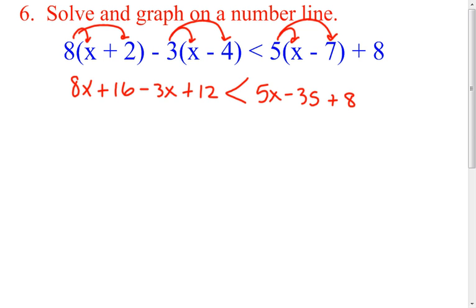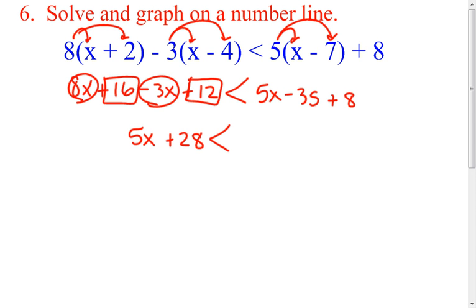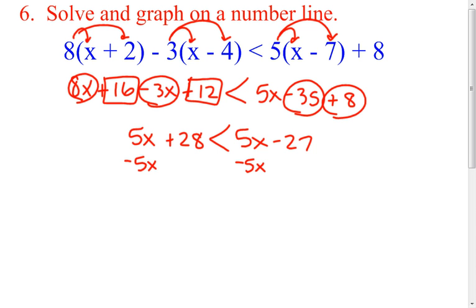Combine your like terms. So when I combine my like terms here, 8x minus 3x would be 5x. And then 16 plus 12 would be 28 is less than 5x. And then negative 35 plus 8 is negative 27. Want to get everything to one side here, so I subtract 5x. Some of you are realizing what's happening here. My x's are gone, and I have this left. Okay? So, when your x's are gone, I have no more x's left.